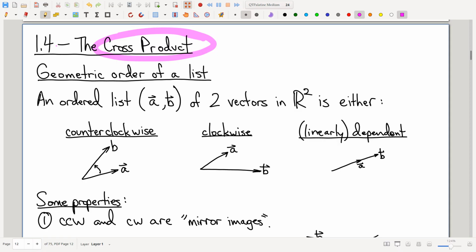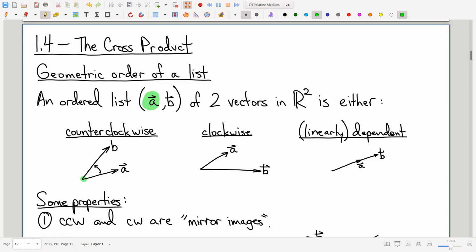They also relate to what I'm going to call the geometric order of a list. I think this is underappreciated, and particularly nice math. So this is what we're going to start with. We should be able to do this in the next couple of minutes. When you have a list, not a set, A and B are not just a couple of vectors that you threw into a bag. This is an ordered list. One of them is first, one of them is second. The order matters. You have a list of 2 vectors in R2.